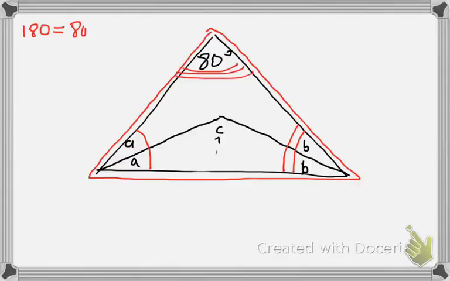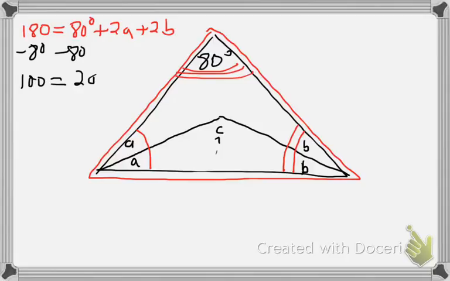So I've got an 80-degree angle. I have two A's in the bottom left and two B's in the bottom right. So if I do a little bit of simplifying here, say I subtract 80 from both sides, I'll be left with 100 here. And I'm going to then write 2a plus 2b equals 100. Well, it turns out they both have a 2 in front, so I can factor that out and go 2(a plus b) equals 100.